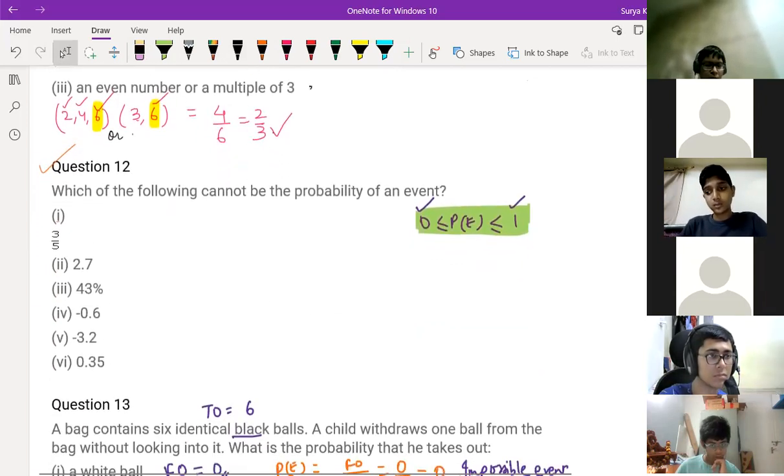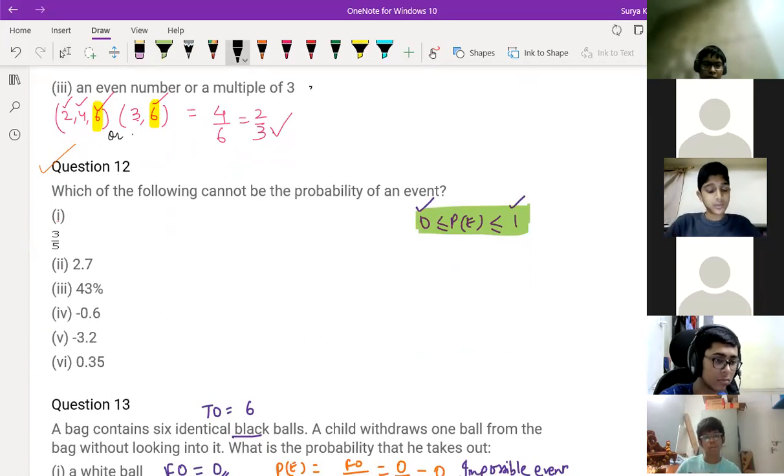So next question is question number 12. Which one is the probability? We know, children, the probability lies between 0 and 1, right? So simply you tick, this is probability, this is not, this is probability, this is not, this is not, this is probability. Correct? Anyone having doubt?